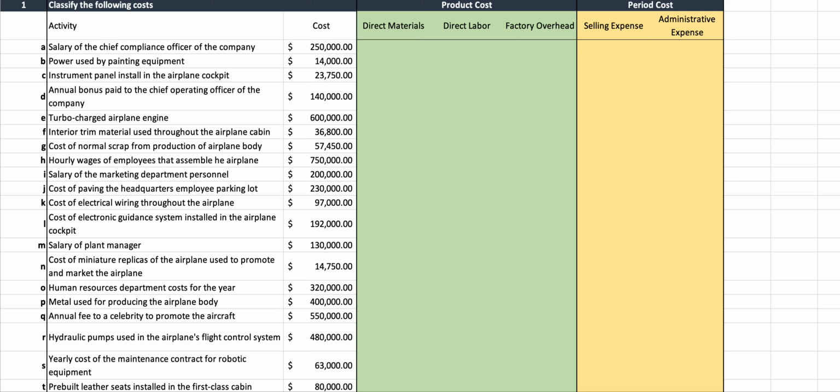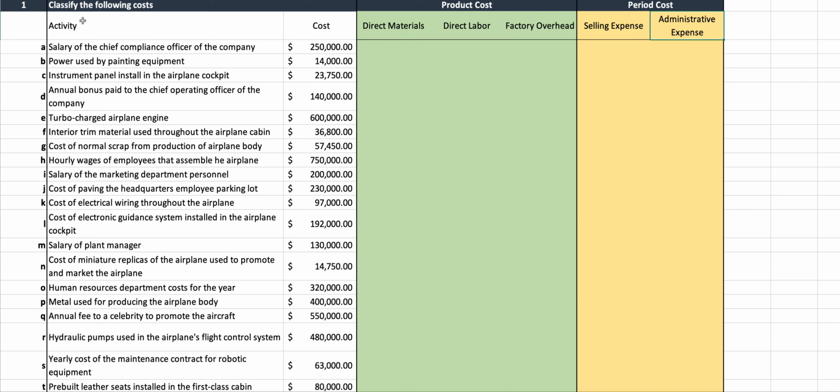Now let's talk about what's in the video. During this video, we're going to classify costs as either a product or a period cost. And then we're going to further classify those costs as either direct materials, direct labor, factory overhead, or expenses. At the very end of this, we're going to complete a statement of goods manufactured, and then we're going to calculate prime and conversion costs. So let's go ahead and get started.